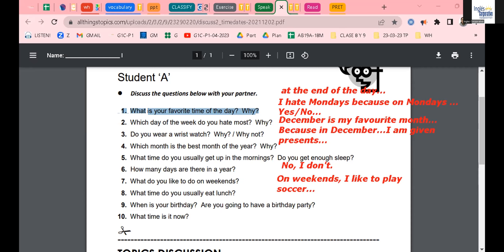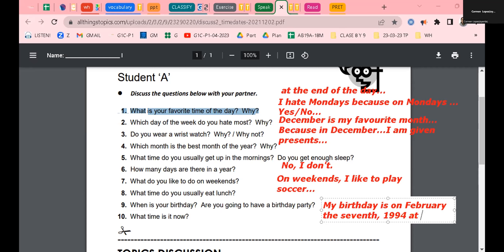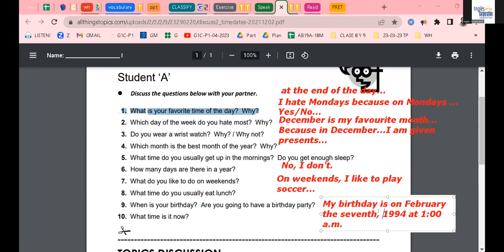When is your birthday? Are you going to have a birthday party? My birthday is, I was born November 24, 1994. So I'm going to write February the 7th, 1994, at 1 a.m. So I'm sharing this with you. My birthday is on February the 7th. Or you can add this: I was born in 1994 at 1 p.m.